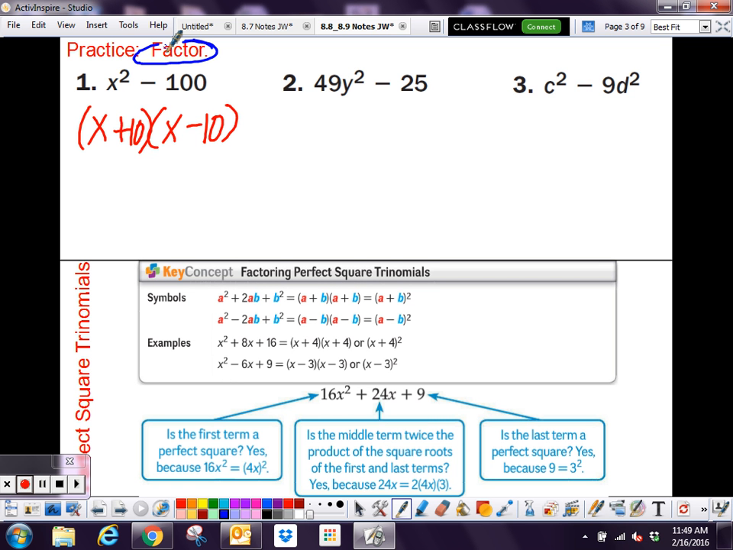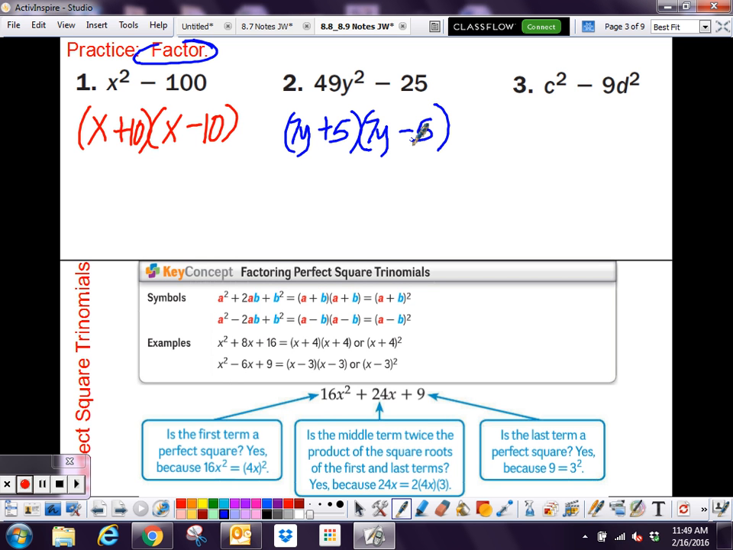All right, number 2. Is there a GCF? Nope, nothing that goes into 49 and 25. All right, so I am now going to see if this is a difference of squares. Okay, well it is a difference. 49 is a square, y squared is a square, and 25 is a square. So I can break this up. 1 is plus, 1 is minus. Okay, what times itself gets me 49? 7. What times itself gets me y squared? Y. And what times itself gets me 25? 5. I have 7y plus 5 and 7y minus 5.